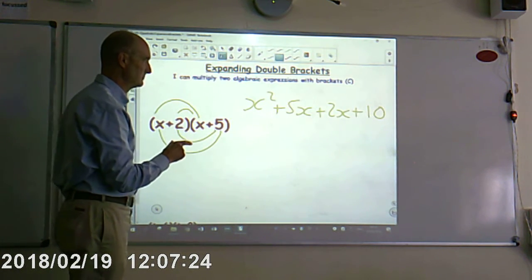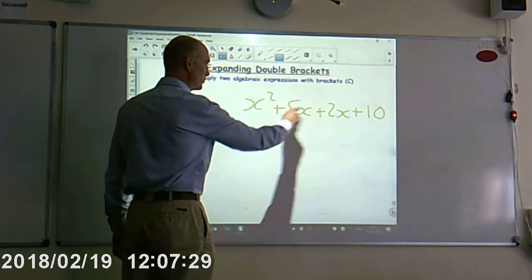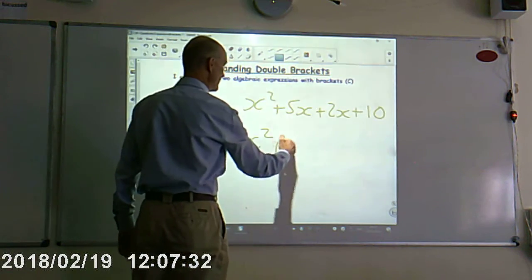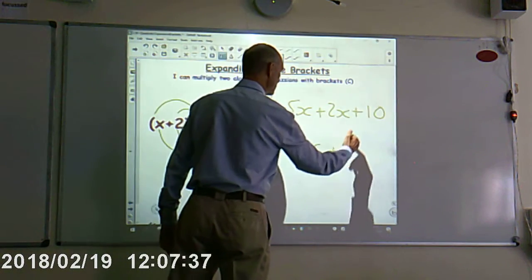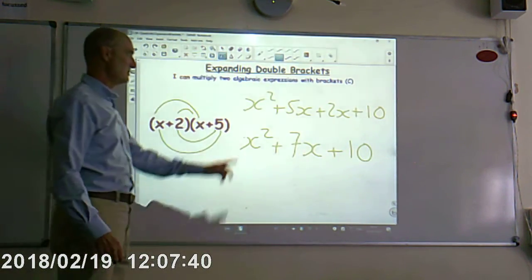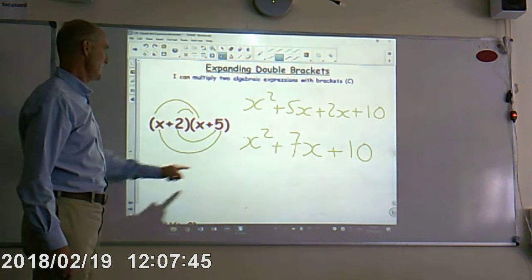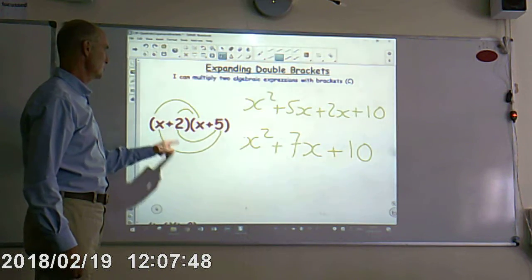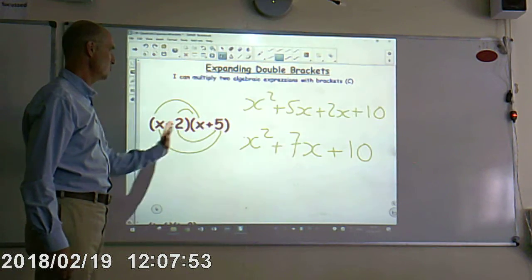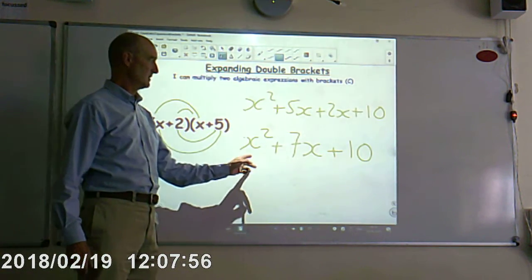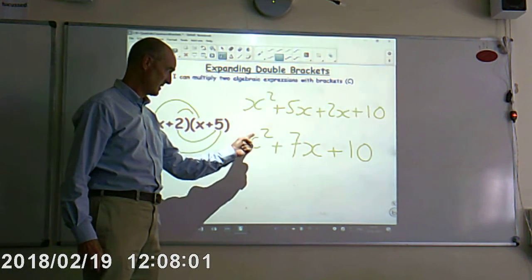Can we simplify that? We've got one term that's x squared. We've got two terms that are in x. So that's plus 7x. And then we've got a number on its own, plus 10. That is your complete answer as far as you can simplify it. First terms, outside terms, inside terms, last terms. And that is the method. FOIL, multiplying 2 brackets together. What does it give us? It gives us an expression, a quadratic expression. A quadratic expression that's got a squared term in it.